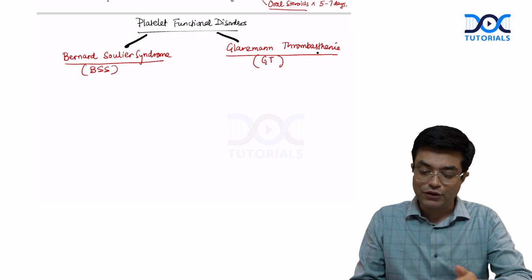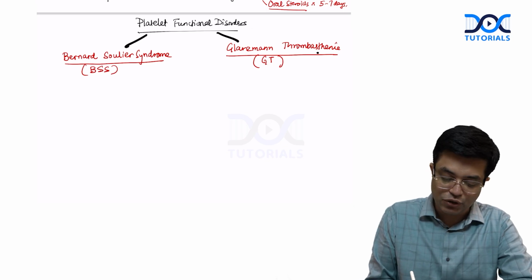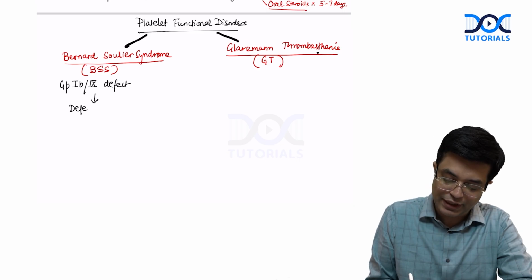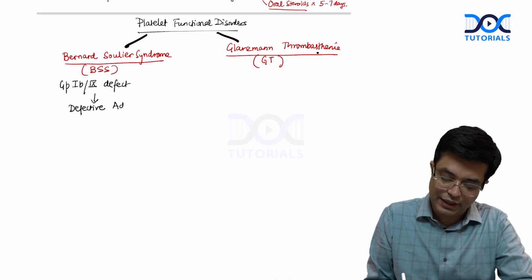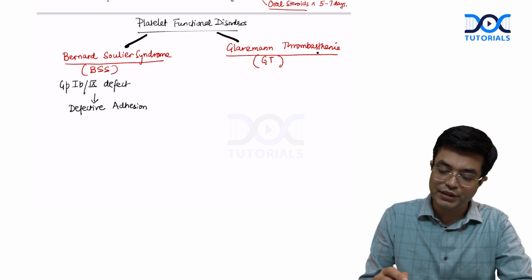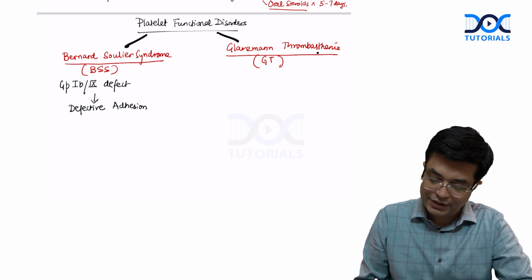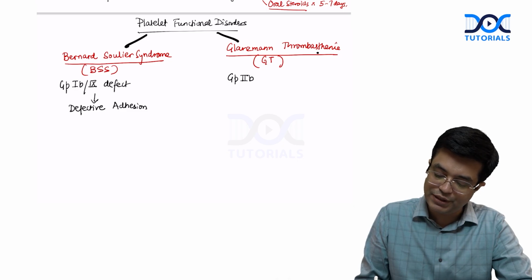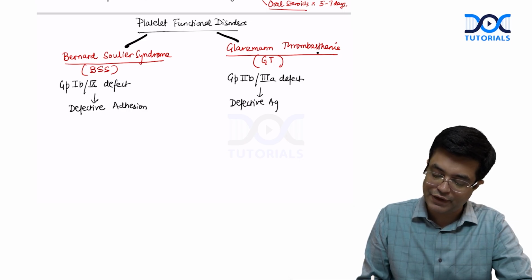Bernard-Soulier syndrome is a condition in which there is abnormality or absence of glycoprotein 1b9. So it is a glycoprotein 1b9 defect, because of which there is defective platelet adhesion. So adhesion is found to be defective in these patients. Whereas in Glanzmann thrombasthenia, there is a defect in glycoprotein 2b3a, and because of this, there is a difficulty in platelet aggregation. So there is defective aggregation.